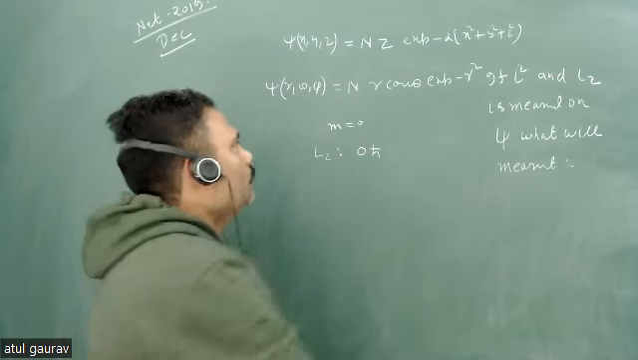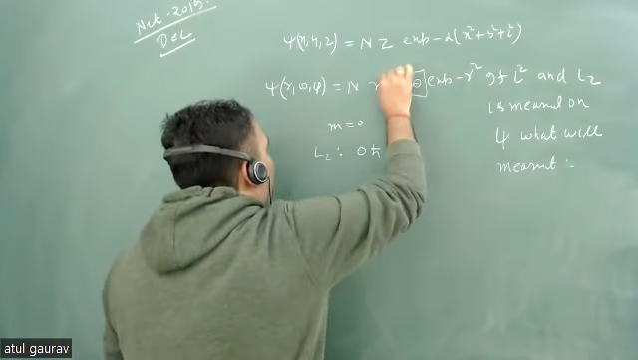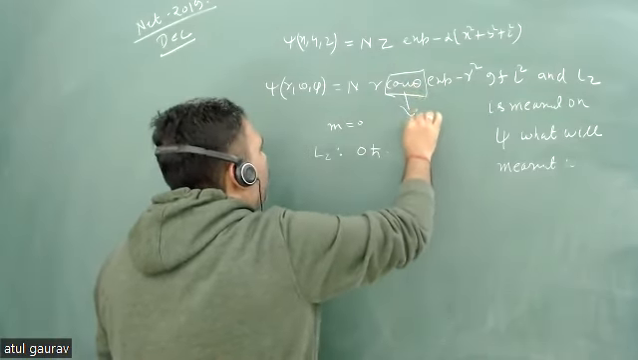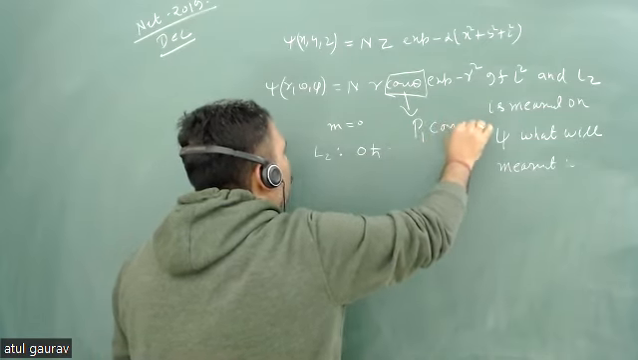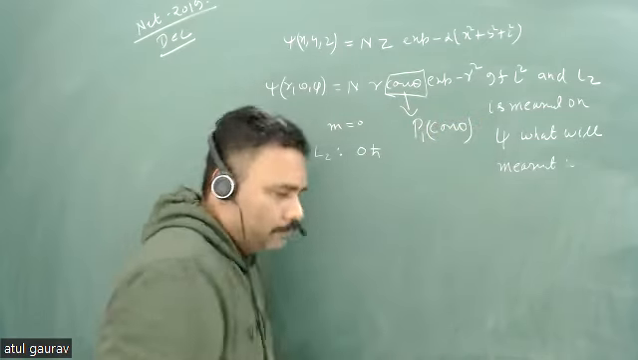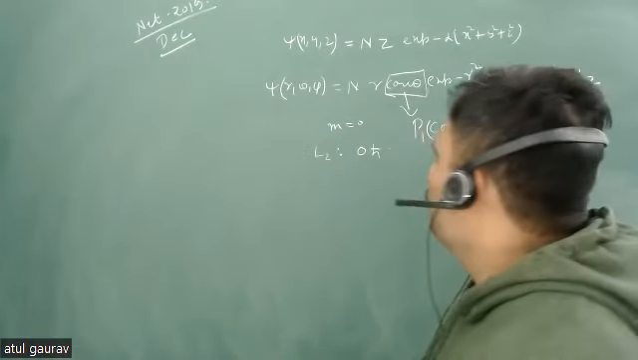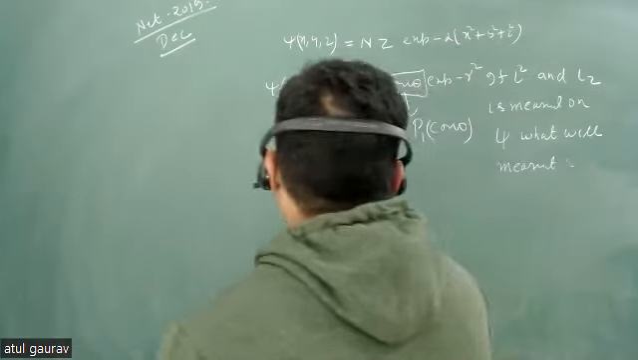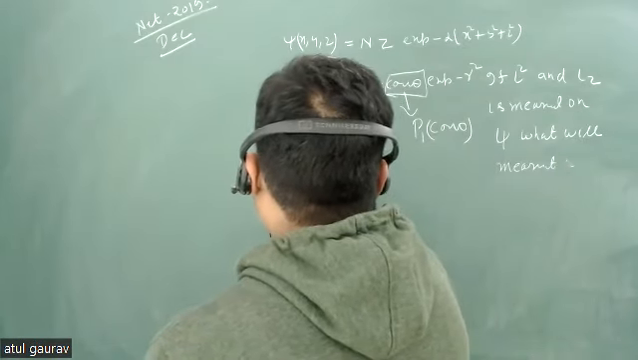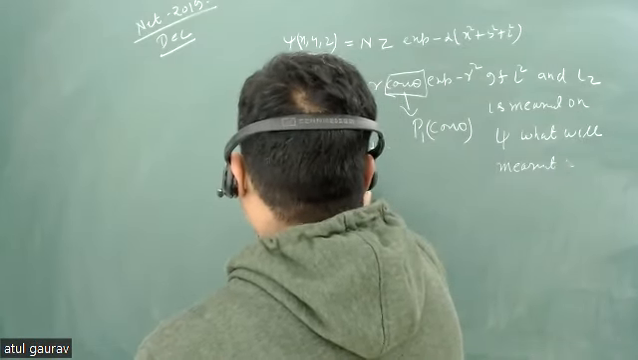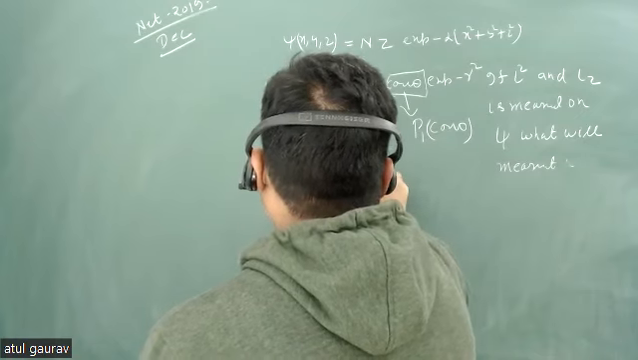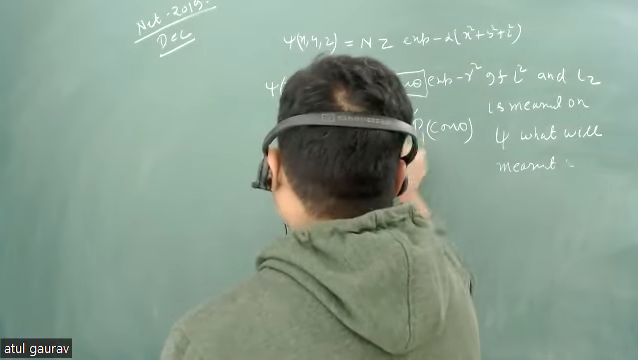L is equal to 1. Why? Because this is cos theta, and you can write your cos theta as P1 cos theta, the Legendre polynomial. So L is equal to 1. So if you measure L square, what will you get? 2 ħ square. So this will be your answer.